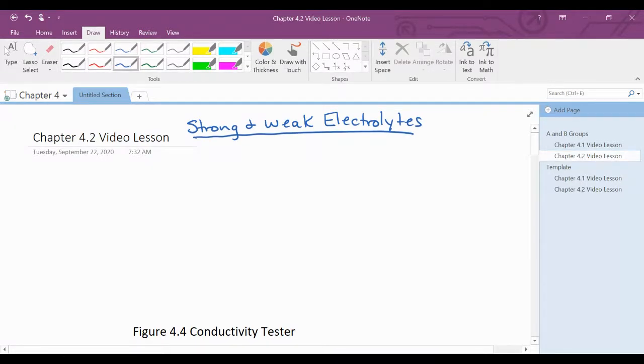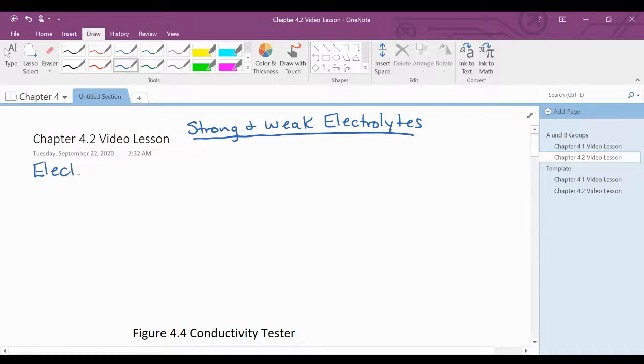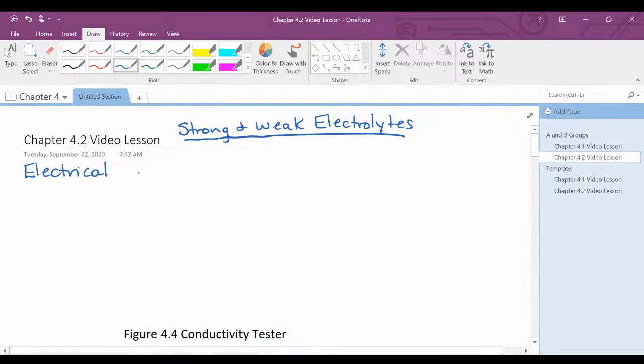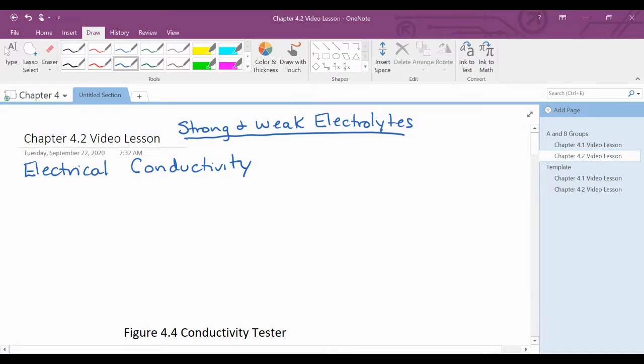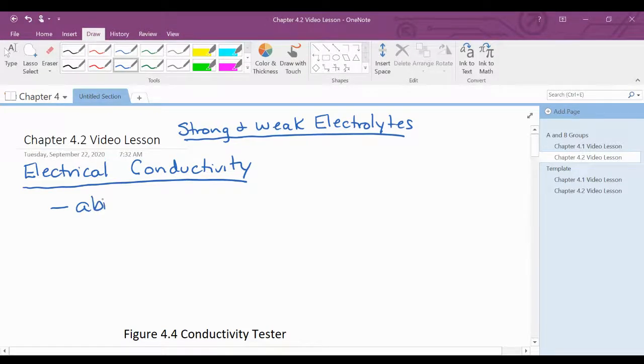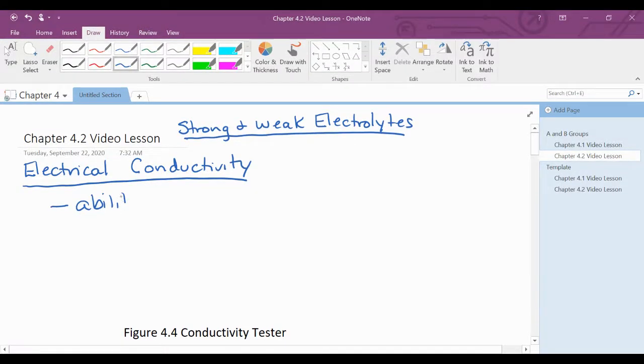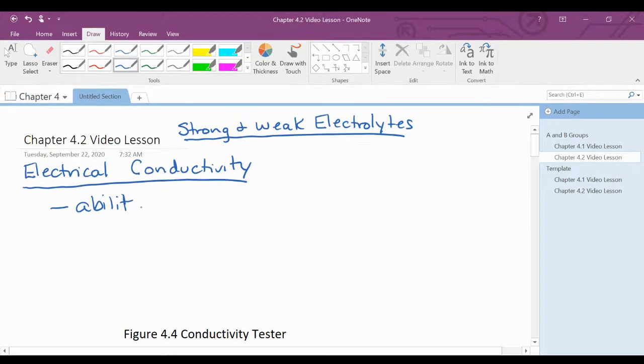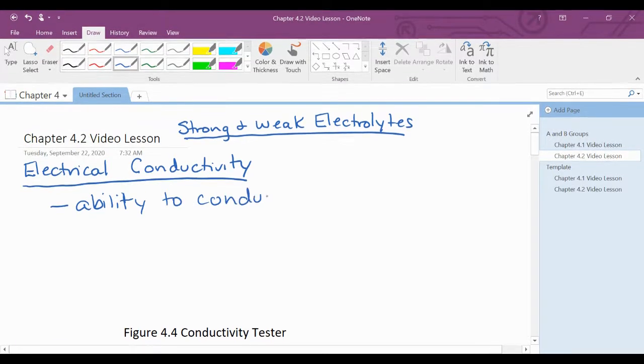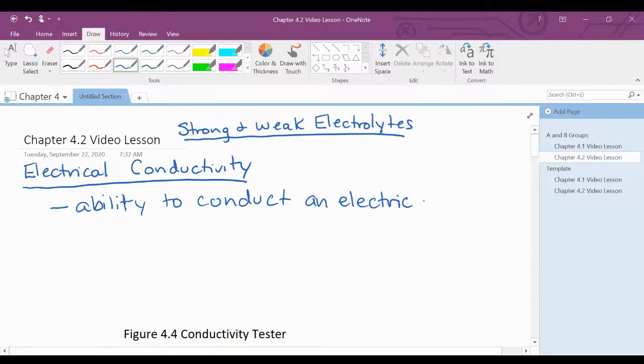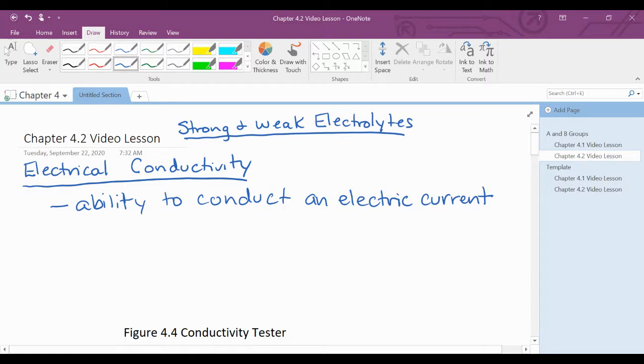And so first we need to define electrical conductivity. Electrical conductivity is the ability to conduct an electric current. So how do we test the conductivity of a solution? Well, we use a conductivity tester.